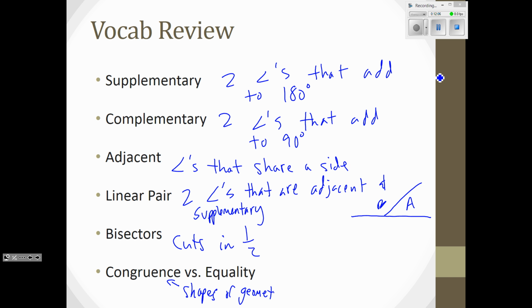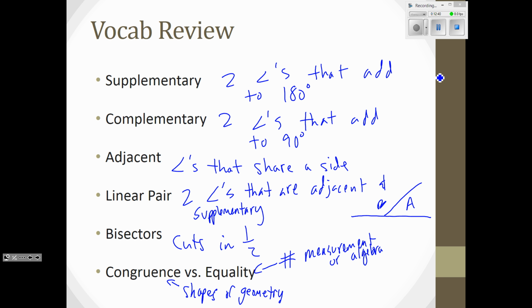When are we using equality? We're dealing with numbers, right? And when are we dealing with numbers? Whenever we're dealing with something like algebra, right? X equals 3, not x is congruent to 3, right? Or if we're dealing with measurement, okay? So we use equality whenever we are dealing with numbers, like measurement or algebra, okay?